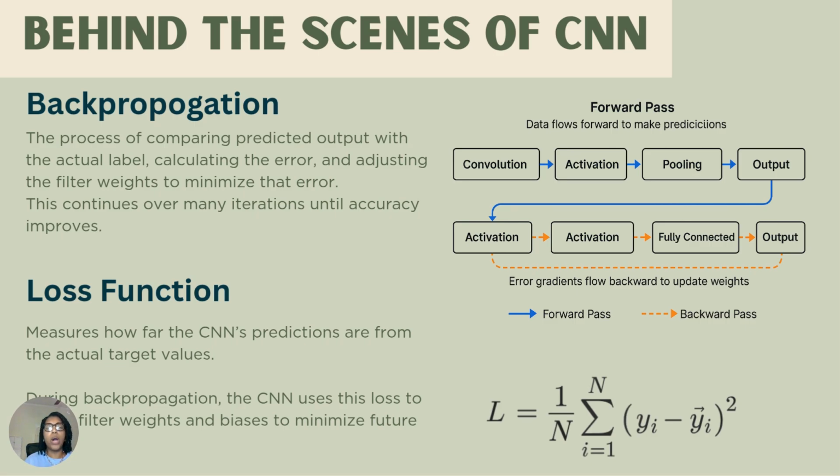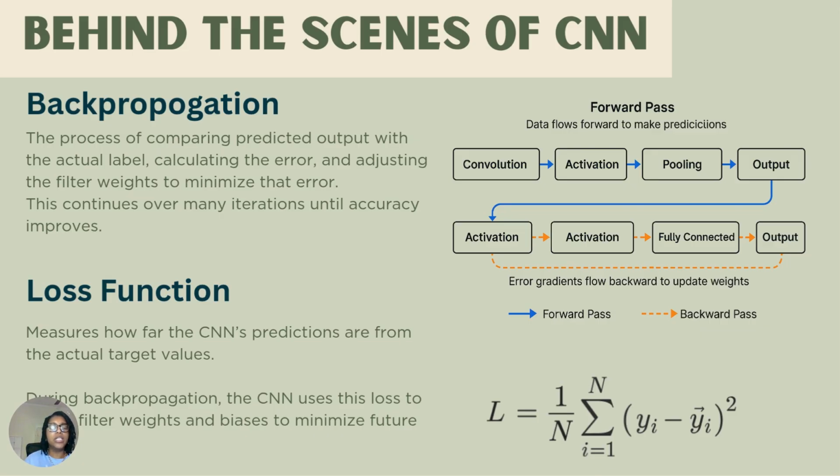So if you look to the right, you will see a flowchart that contains all of the layers that we have previously talked about: convolution, activation, pooling, output. And you'll see the blue lines are what we call a forward pass. So the data flows through and makes its predictions. The yellow or orange lines are what we would call a backward pass.